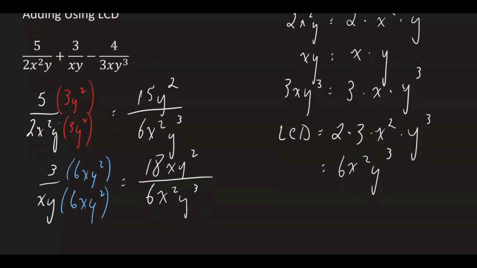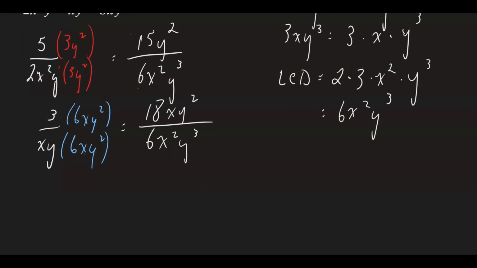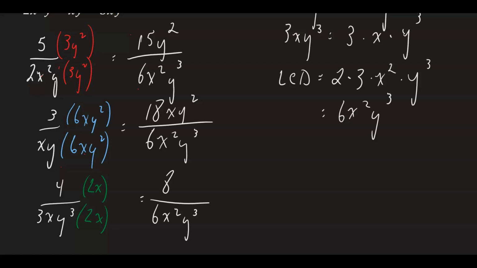For the third one, so I have 4 over 3xy cubed, and I want it to be over 6x squared y cubed. We will multiply it by 2 and by x, which gets us 8x for the numerator. Okay, so now we have them all over common denominators. We need to add each of the numerators and put them over the common denominator.